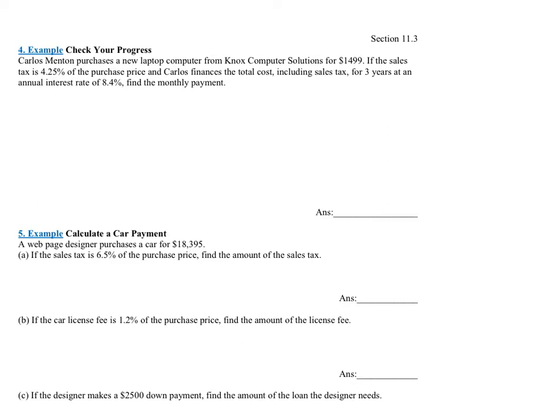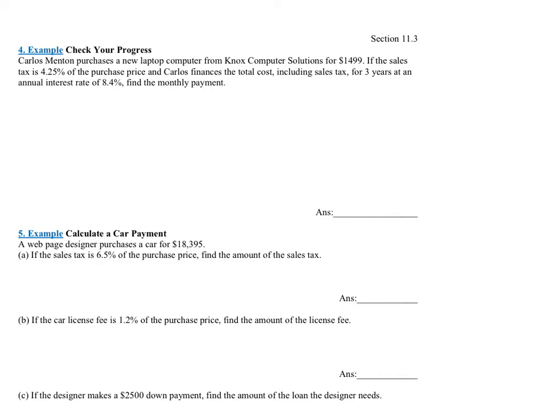Alright, so let's go on to the next example. It says Carlos Minton purchases a new laptop computer from Knox Computer Solutions for $1,499. If the sales tax is 4.25% of the purchase price, and Carlos finances the total cost, including sales tax, for 3 years at an annual interest rate of 8.4%, find the monthly payment.